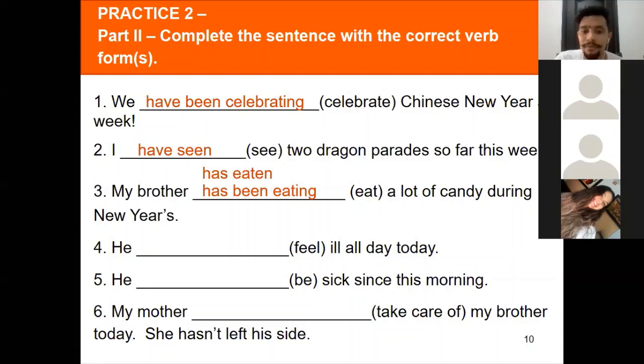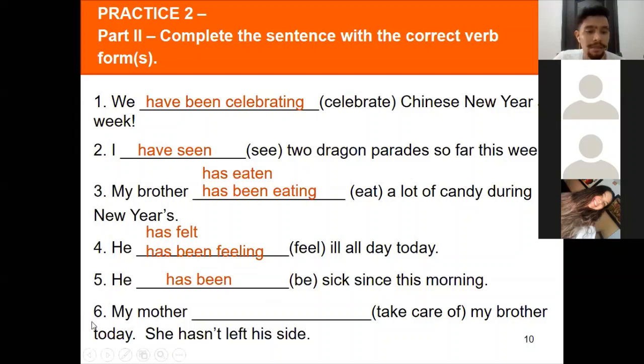Number 4. He has felt ill. All right, he has felt ill all day today. Now, as we say all day today, mostly the action is still happening, right? So I would say progressive. But you can use both anyways, right? But I would say it's better to use the progressive form here because the action is still happening or the day hasn't finished. Now, 5. He has been sick since this morning. All right, good. Present perfect. He has been sick since this morning. Great.